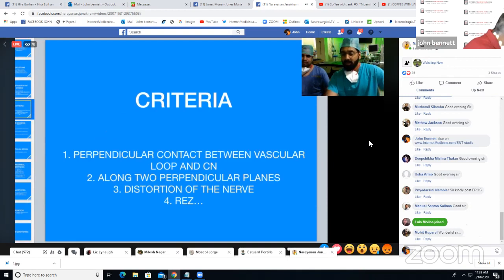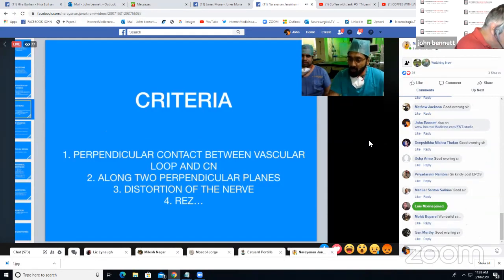Okay, what are the criteria to say that this patient has got a vascular root compression over the nerve? You should have the following criteria, the 4 criteria. Number 1, perpendicular contact between the vascular loop and the cranial nerve. Number 2, along 2 perpendicular planes, you should find this. Number 3 is there should be a distortion of the nerve.